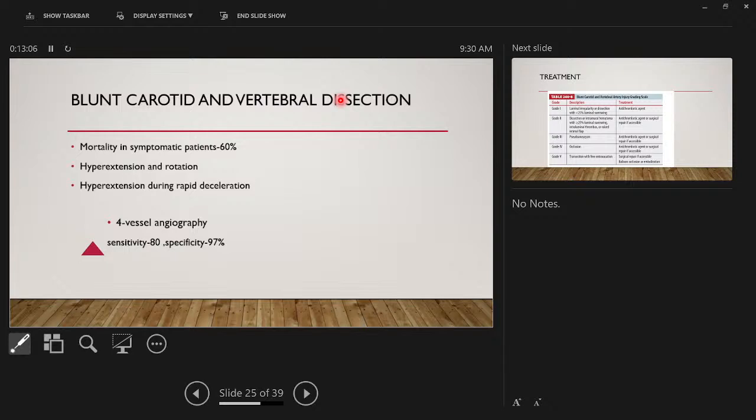Like blunt carotid vertebral artery dissection. Mortality in symptomatic patients is 60%. The most common mechanism is hyperextension and rotation, followed by hyperextension during rapid deceleration. And for this, the gold standard diagnosis is four vessel angiography, which has a sensitivity of around 80% and specificity of 97%.